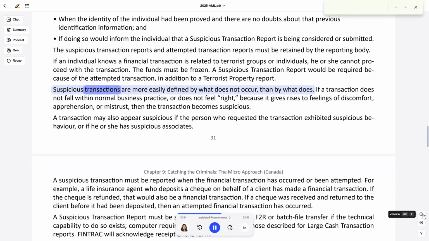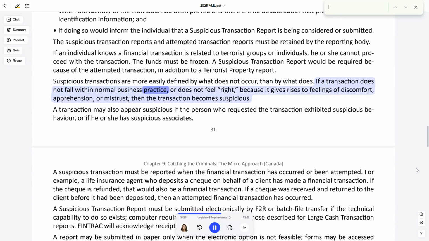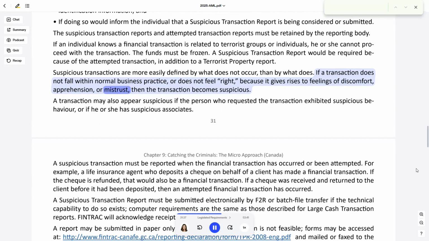Suspicious transactions are more easily defined by what does not occur than by what does. If a transaction does not fall within normal business practice, or does not feel right, because it gives rise to feelings of discomfort, apprehension, or mistrust, then the transaction becomes suspicious.